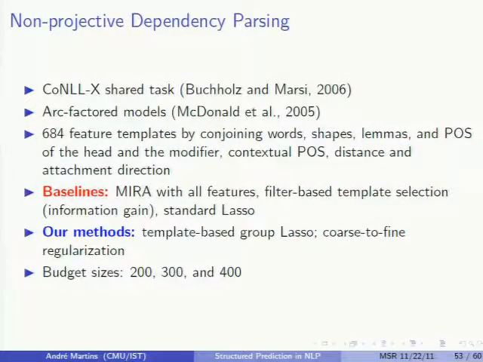The second set of experiments was for dependency parsing. We have a crazy number of feature templates, 684. No one uses so many. But the goal here is exactly to try to select a smaller number out of these many templates. And so we compared several things, like just using standard lasso and just the information gain score for selecting the templates.